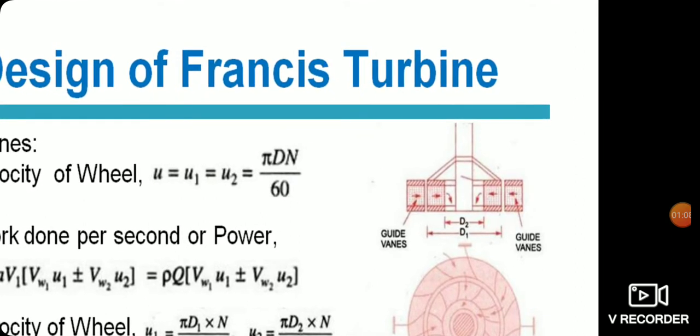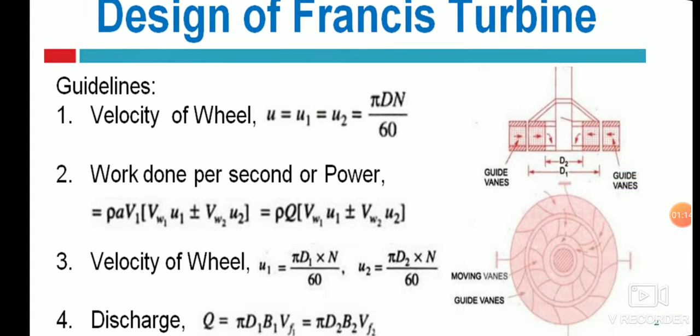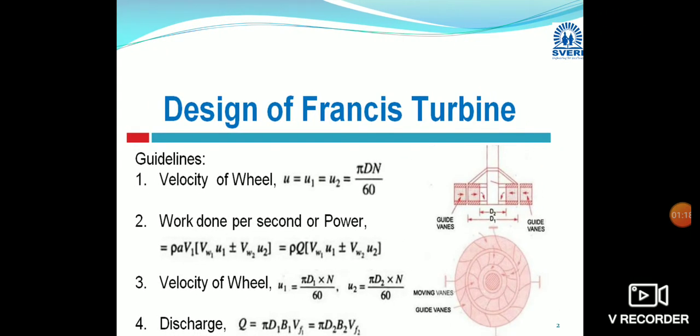So this is going to be the runner of that particular turbine. This runner has two diameters. On the runner, the moving vanes are attached. Water strikes the moving vanes and rotates them, and as they are connected to the shaft, the shaft will rotate.